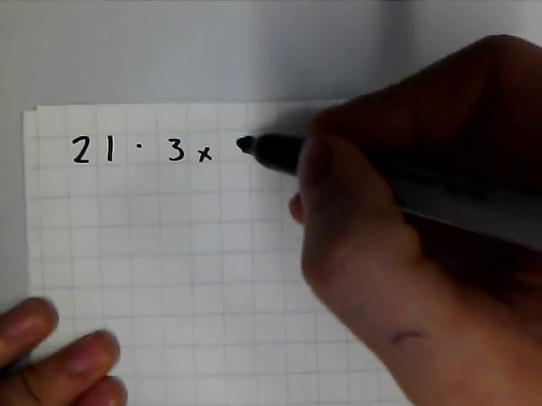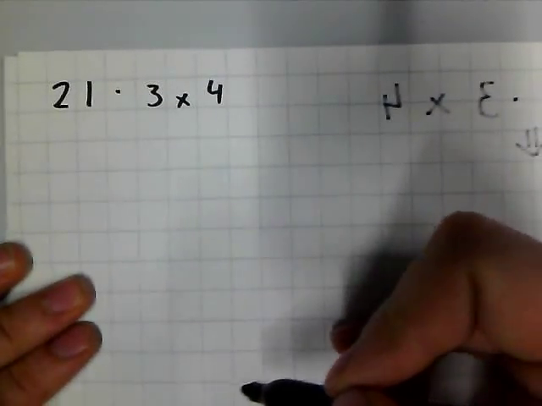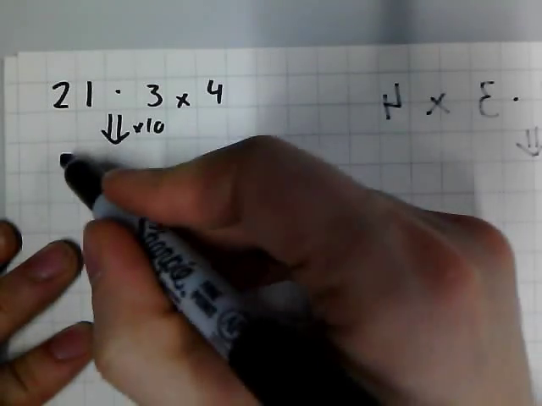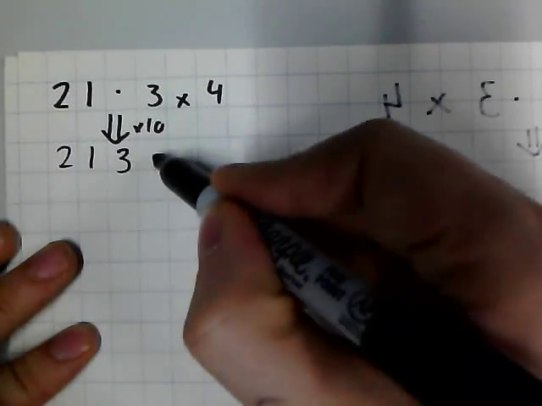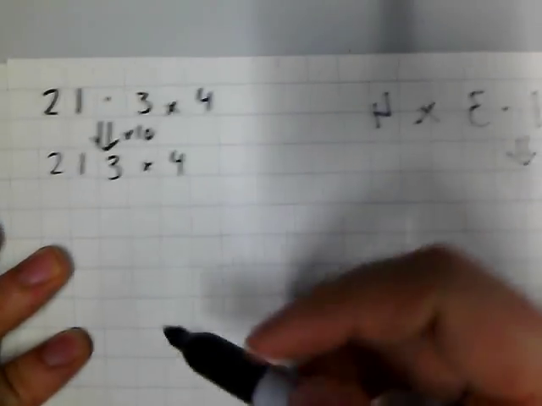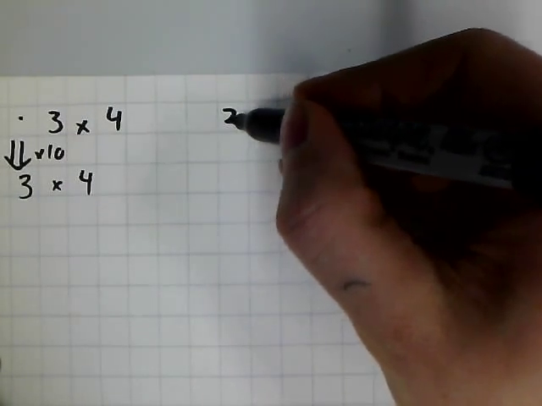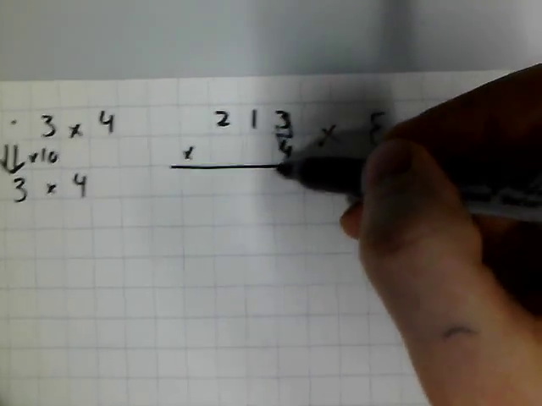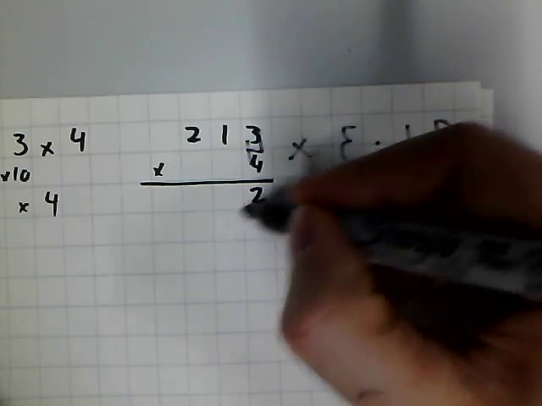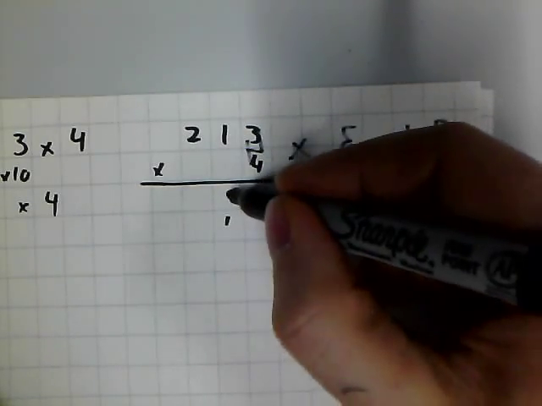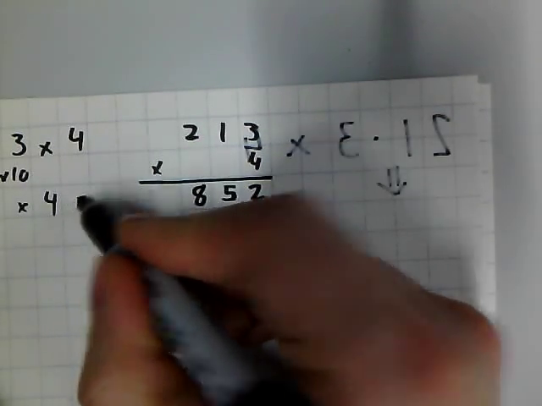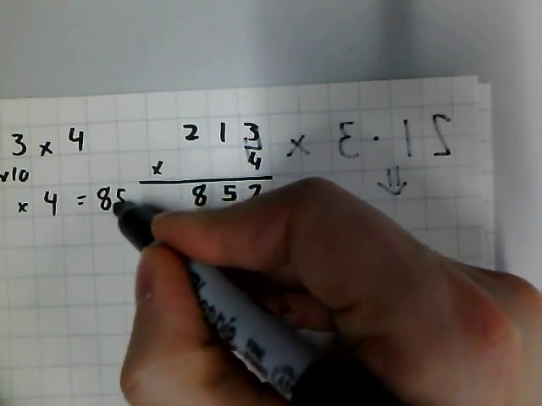So I want to do 21.3 multiplied by 4. Okay, so the first thing I'm going to do is multiply 21.3 by 10, so I get a whole number, 213 times 4. Okay, so I'm going to do this sum now. 213 multiplied by 4. So using multiplication, 4 times 3 is 12, 2 carry the 1, 4 times 1 is 4, plus the 1 is 5, and 4 times the 2 is 8. So 213 times 4 is 852.